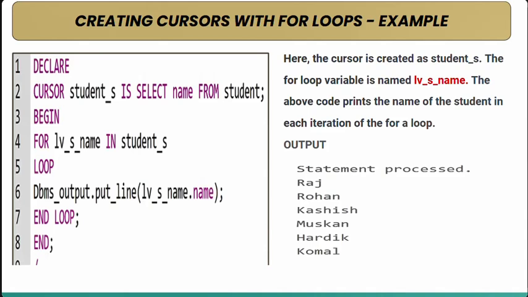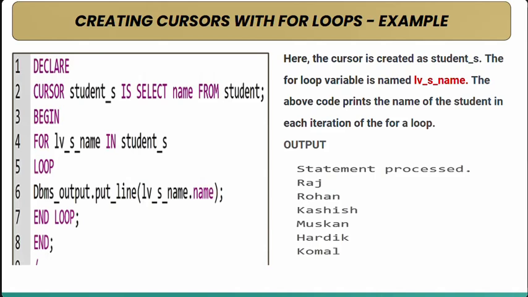So we can see the output here. The cursor is created as student_s. Then we are using a loop variable, that is the temporary variable lv_s_name. The above code prints the name of the student in each iteration of the for loop. So we are getting the output like this, that is, statement processed. Then we are getting the outputs which are already available in the student table. So in this way the explicit cursor is created using the for loop.